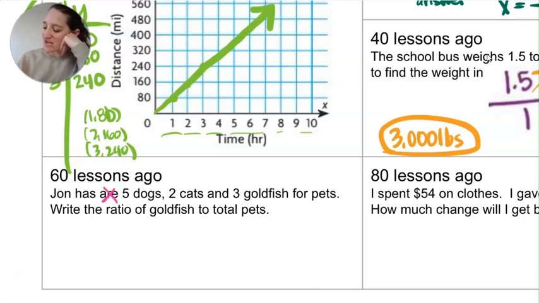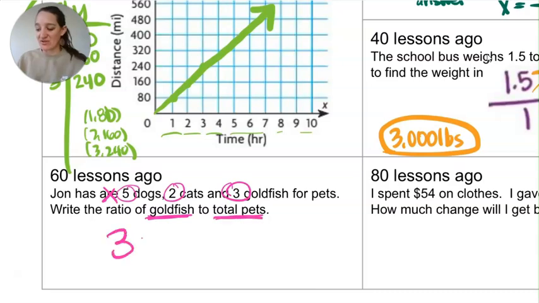John has 5 dogs, 2 cats, and 3 goldfish for pets. Write the ratio of goldfish to total pets. Okay. Biggest takeaway from this lesson is to read carefully. I want goldfish and total pets. There's like a lot of different numbers here, but I only want to compare goldfish and pets. And I want it in the order goldfish first and then pets.